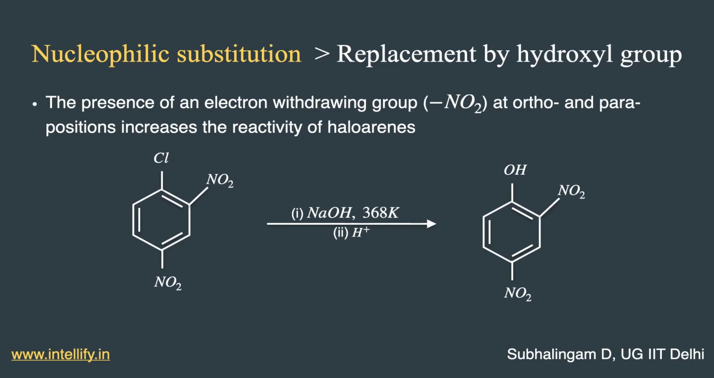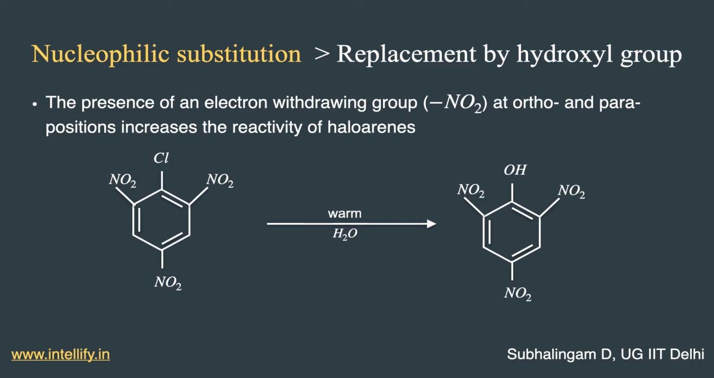Now what happens if I increase this NO2 group further? What happens if I had another NO2 group at the remaining ortho position? Let's look at it. So now I have added NO2 at 2 ortho positions that are possible and 1 para possible. So all the 3 positions are substituted with an electron withdrawing group, NO2 in this case.